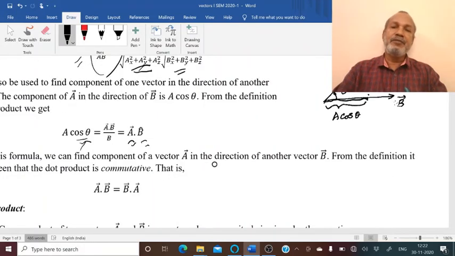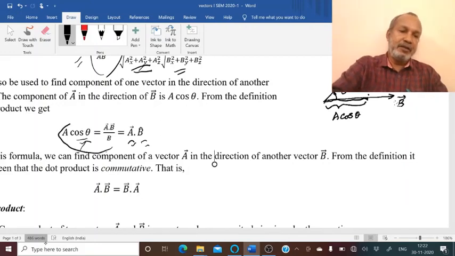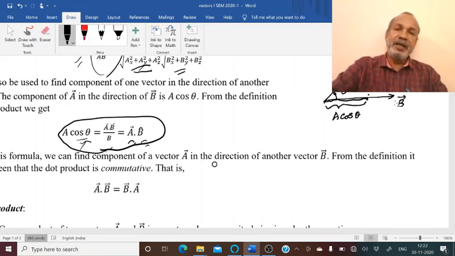So if you want to find the component of one vector in the direction of any other vector, you can use this particular formula. Either you find A dot B and divide by magnitude of B if you want to find the component of A in the direction of B, or you find a unit vector in the direction of B, that is B cap, which is equal to B by magnitude of B, and dot it with A.